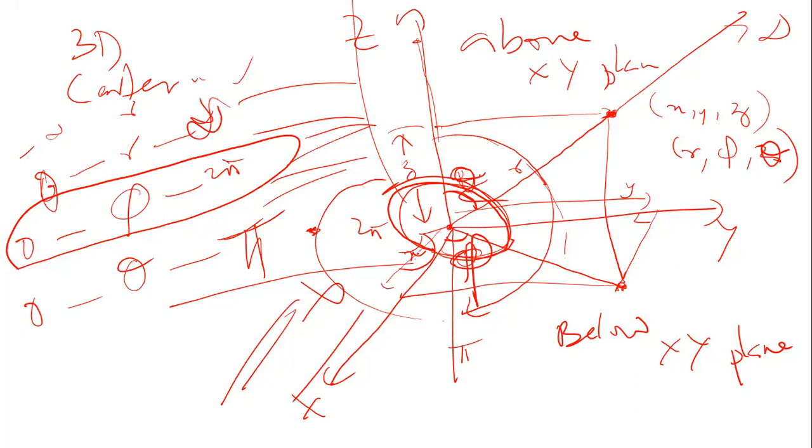So by rotating phi around 2 pi, you can go to any point on the left side, on the back side, on the right side. By rotating theta from 0 to pi here, you can go to any point in this three-dimensional space above the xy plane and below the xy plane. Yeah, that's how it is.